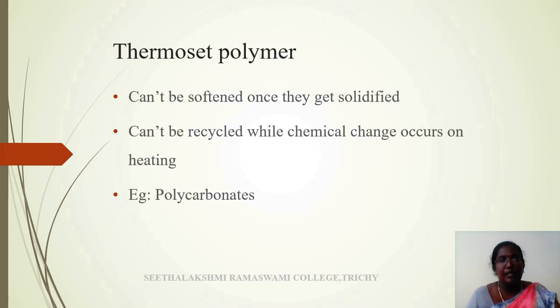The next type is the thermoset polymer. This is exactly the opposite of a thermoplastic polymer. It can't be softened once it has solidified. If you heat that polymer, it may melt, but it can't be reshaped again. It can't be recycled because a chemical change occurs on heating. While you are heating, a reaction takes place, and the reactant is converted into some other product, so you are not getting the original reactants back. So we can't recycle the thermoset polymer. Our example for the thermoset polymer is polycarbonates.